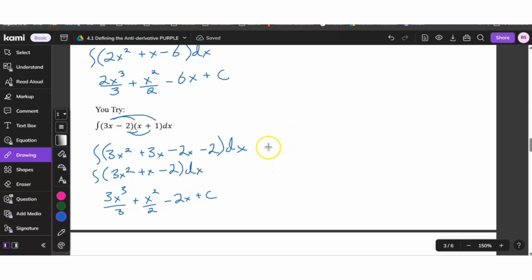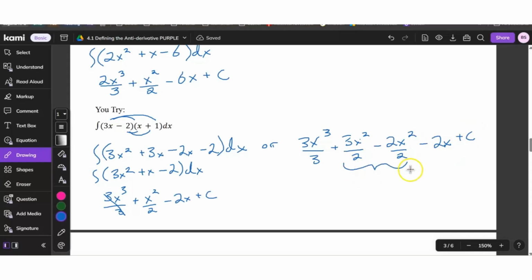Now, if we had just done it from here, technically you could simplify this, right? So I'd get 3x cubed over 3 plus 3x squared over 2 minus 2x squared over 2 minus 2x plus c. And these are still going to combine to be the same thing. It would just be 1x squared over 2. So even if I do it that way that you did, it doesn't make a difference. I'm going to get the same answer once I simplify. We have to check.